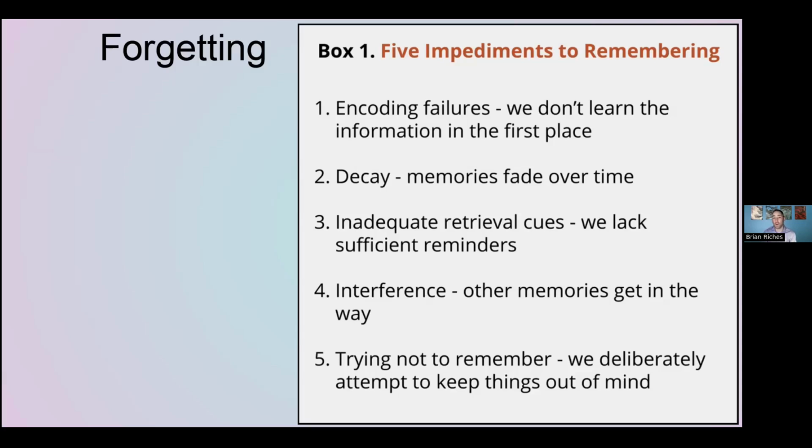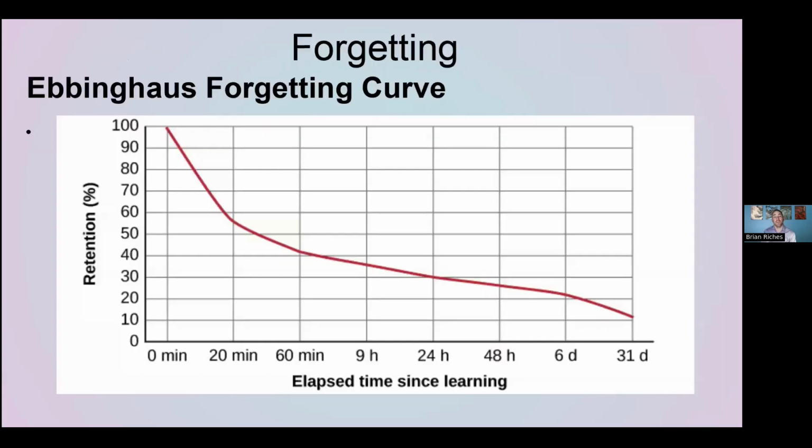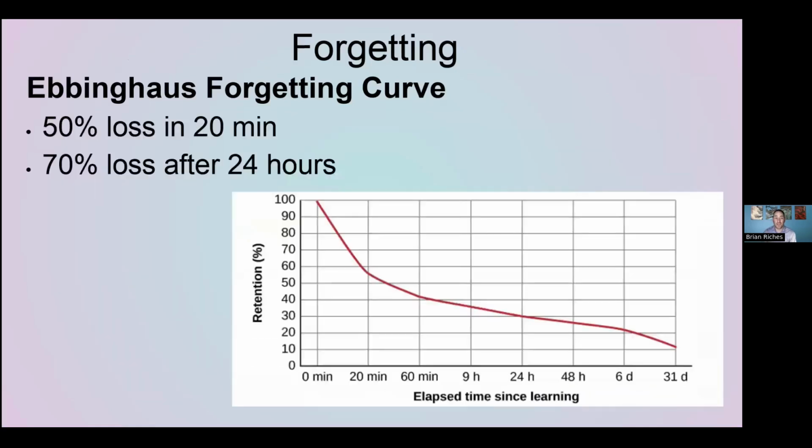Another thing with encoding failure is the brain has only a limited amount of energy. So this is our brain's forgetting curve. For any new information, about 20 minutes later, we have forgotten about 50% of it. This lecture has been, I'm not sure how long at this point. You've probably forgotten quite a bit of it already. And then after 24 hours, we forget about 70% of the material. So after a day, you're only remembering about 30% of the material you learned.